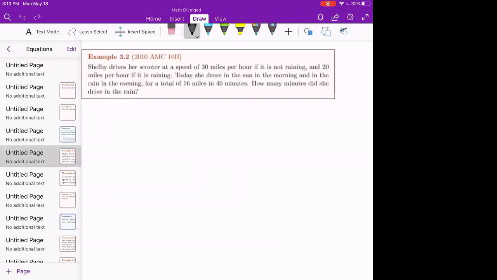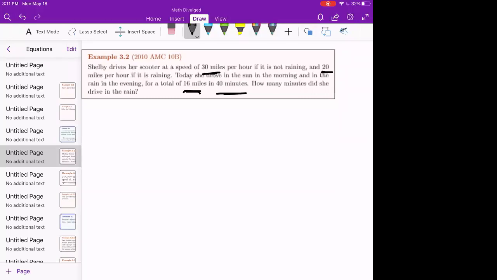In this example, first of all, it's important to see why this is a d equals rt problem. First we notice that the problem gives us 2 different rates: one is this 30 miles per hour, and one is this 20 miles per hour. There are 2 different rates at which she drives in different weather, one raining, one not raining. The problem also gives us a distance, the 16 miles, and a time, which is 40. So right already we have distance, rate, time. You can probably already see that this is a problem where we have to use d equals rt. And the problem asks us how many minutes Shelby drives in the rain.